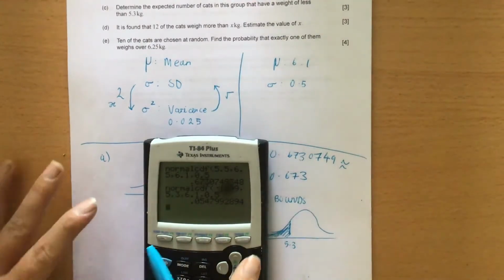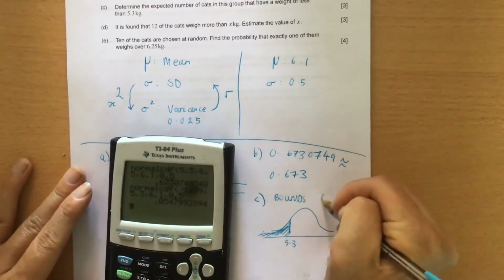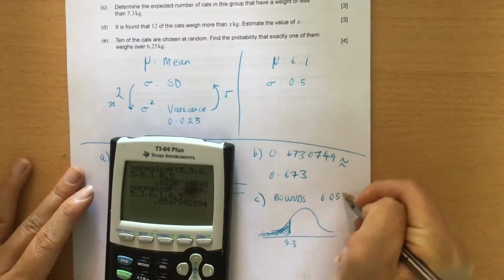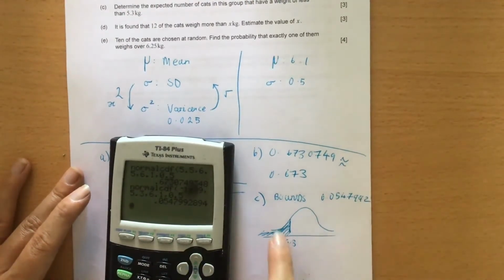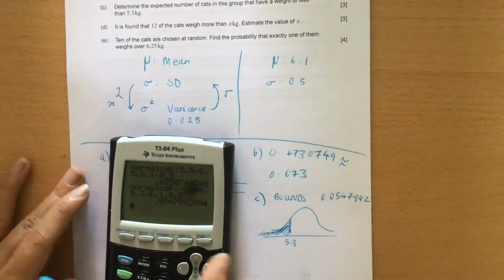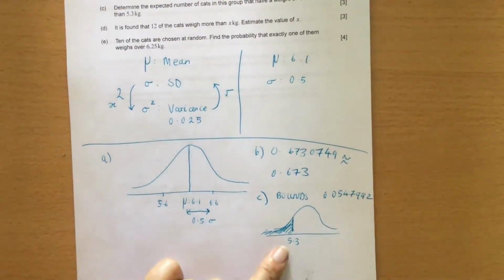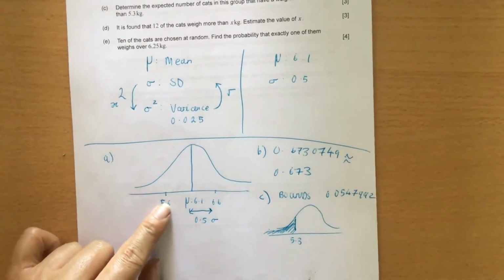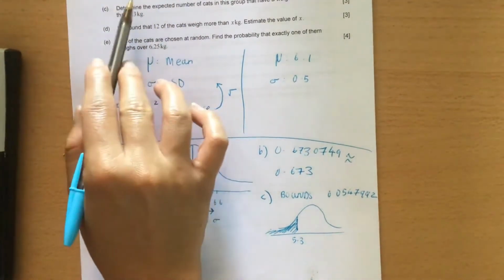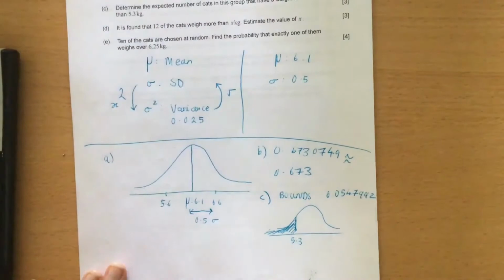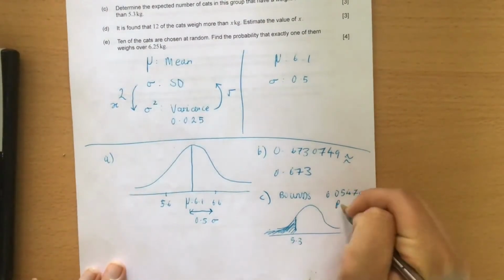So our answer is going to be very small, 0.05479992. That looks right in terms of the drawing we've drawn. And you can tell it's going to be quite small because 5.3 is quite significantly smaller than 1 standard deviation smaller than the mean. But the question is not asking that. It's asking for an expected number. This here is a probability.